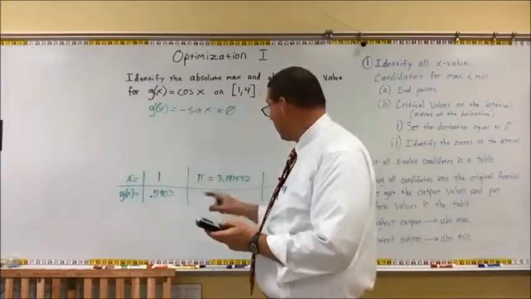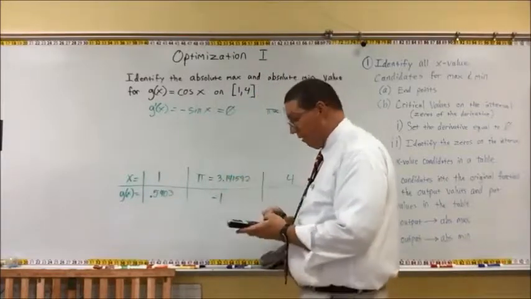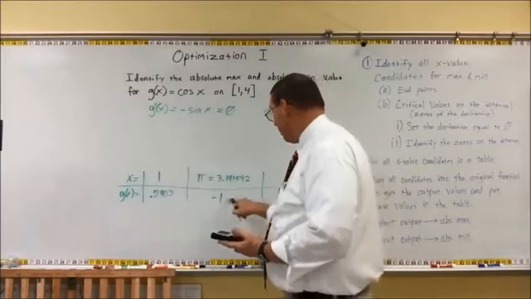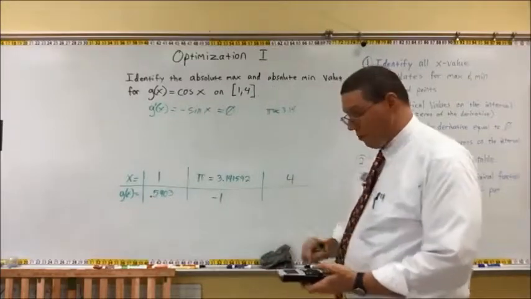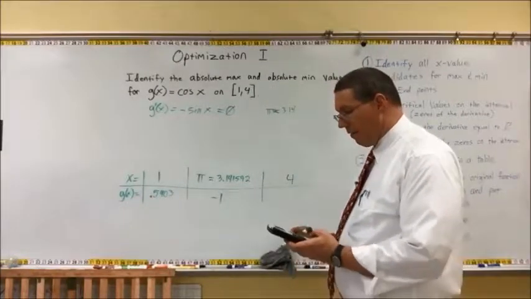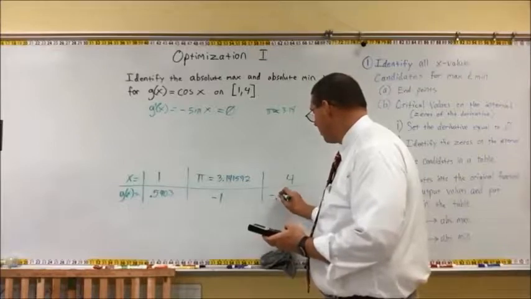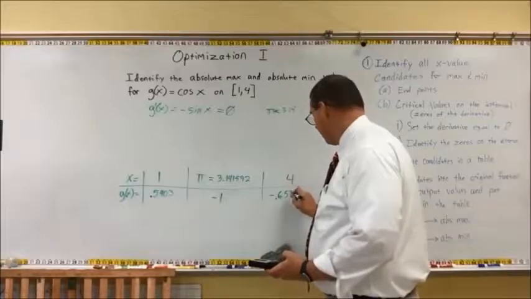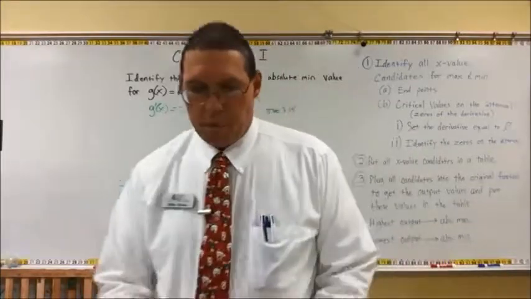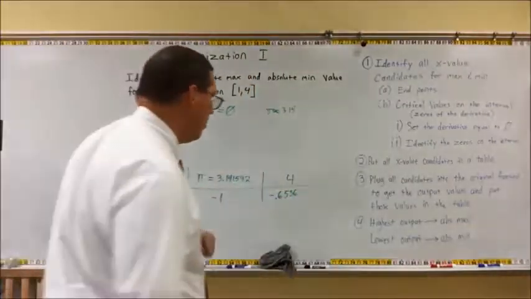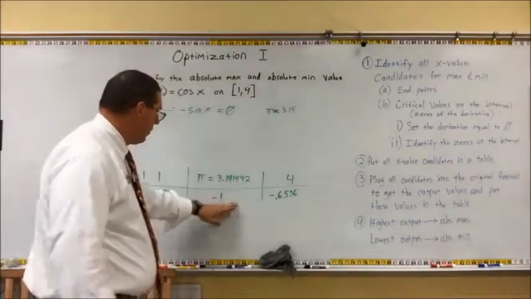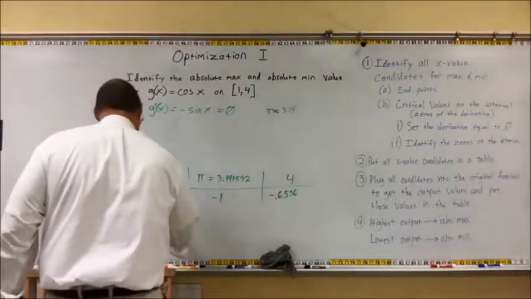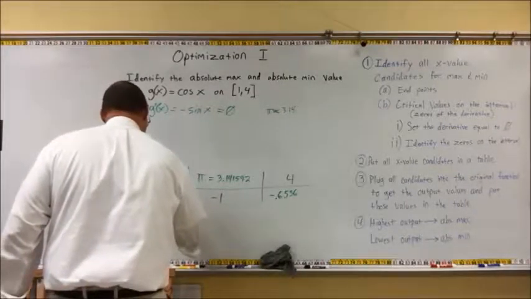Cosine of, and let's say you know it is 3.1415. So cosine of 3.141592, and it says negative 1. So we're good. Now we're going to key in cosine of 4, and that gives us negative 0.6536. And now, time to do our last step. It says that the highest output is the absolute maximum. We got a negative, this one's positive, only one positive, that has to be the absolute maximum. So this is the absolute maximum.